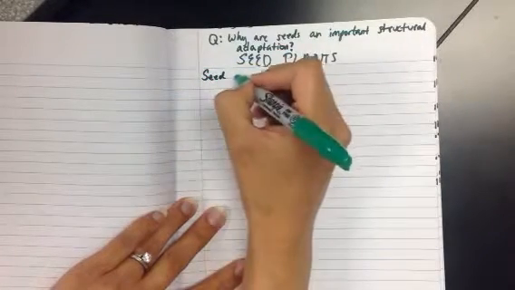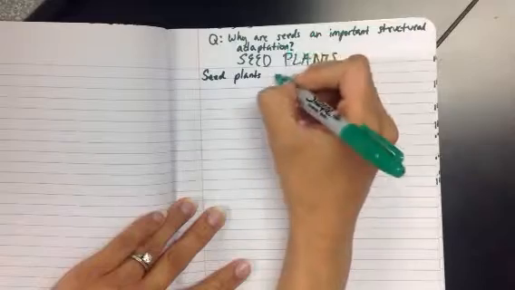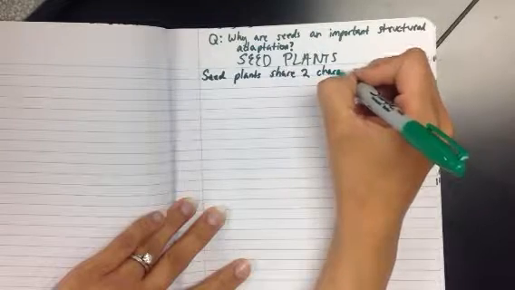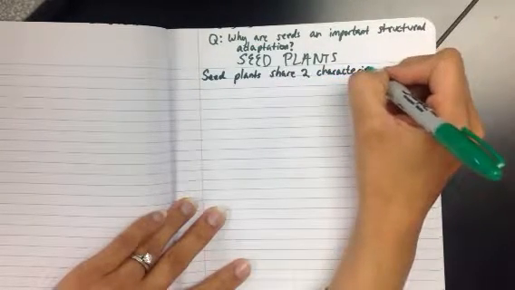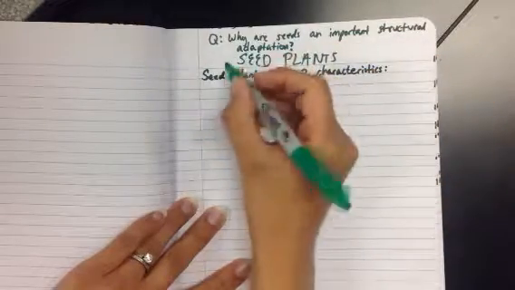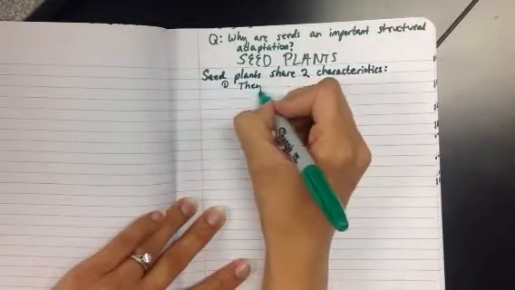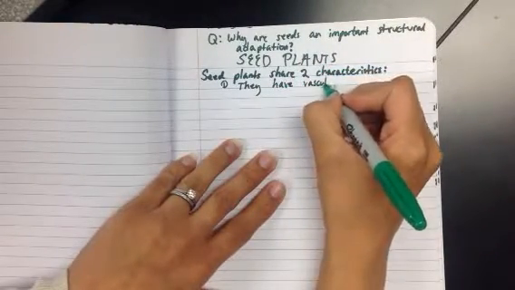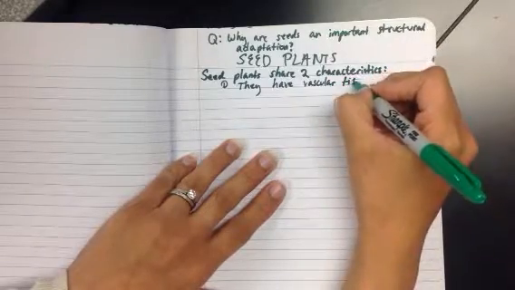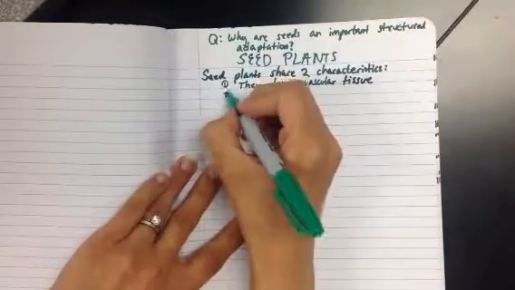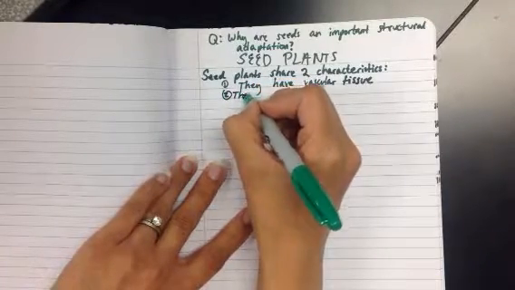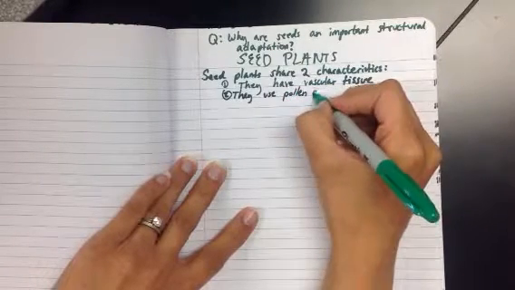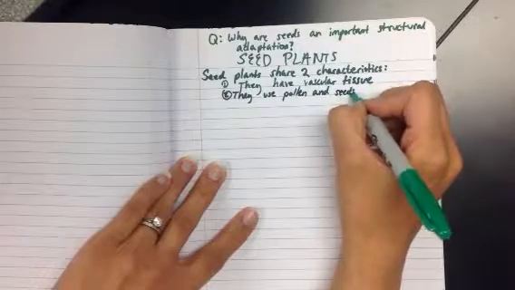So seed plants all share two characteristics. The first is they have vascular tissue, the xylem and the phloem. And the second is they use pollen and seeds for reproduction.